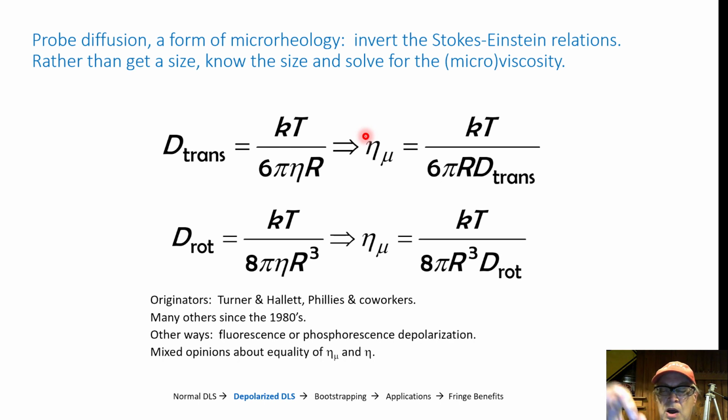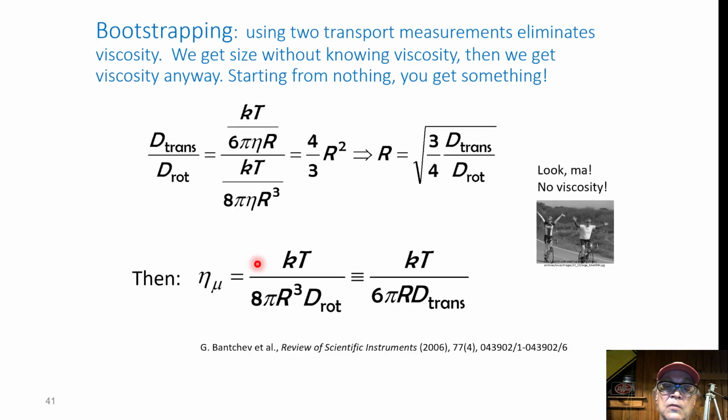I can't get my rheometer in there, but I can put in a probe particle of known size, see how quickly it's going by DLS, and solve that for a viscosity. We'll call that a microviscosity because we measured it on the micro scale. So eta mu is microviscosity. Lots of people have had these ideas, okay?